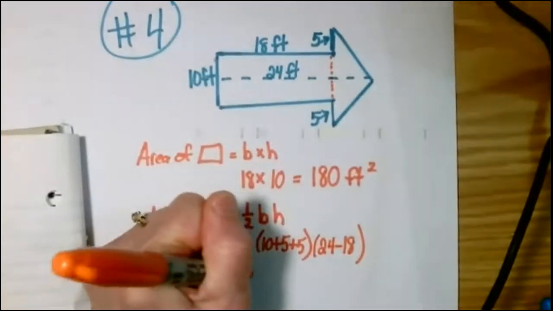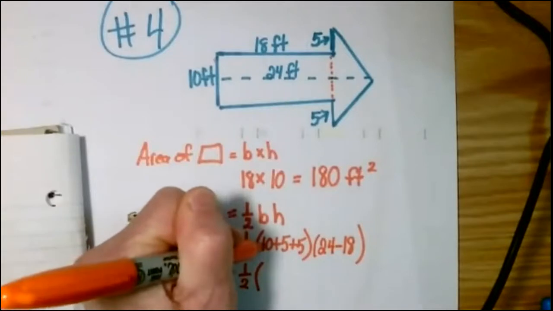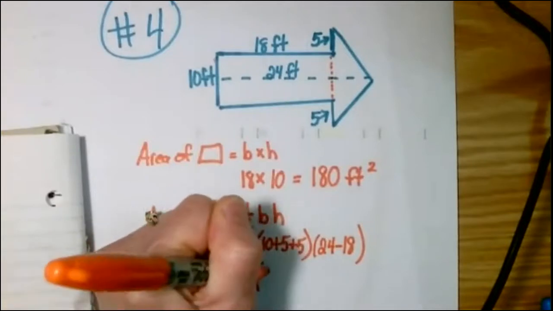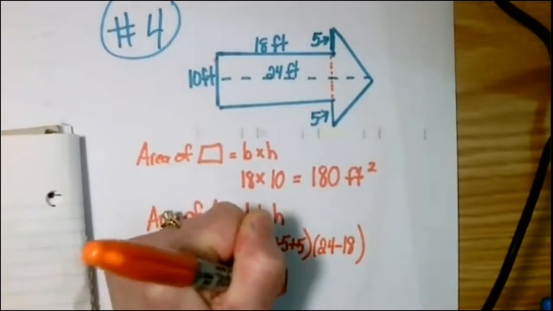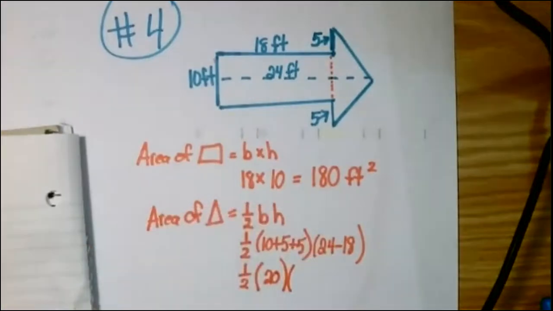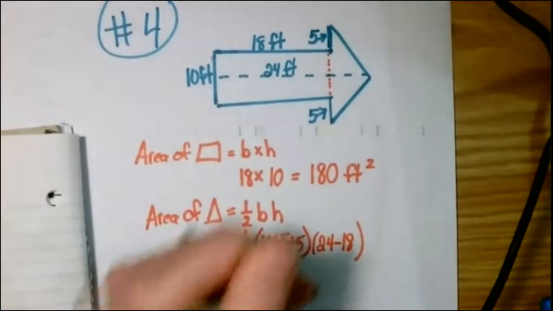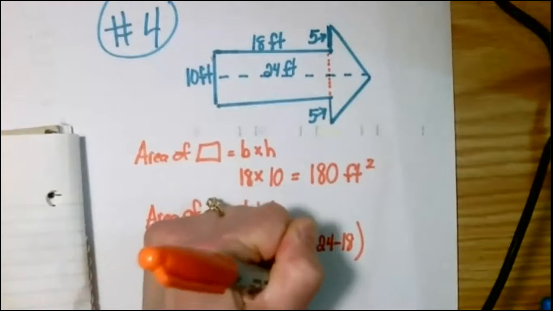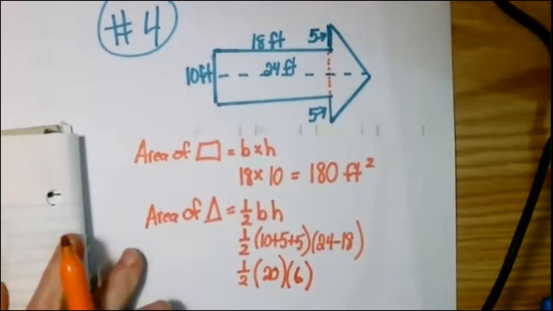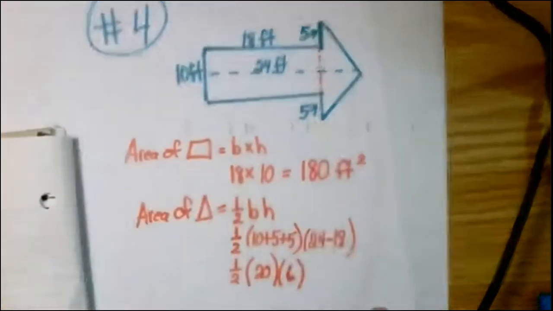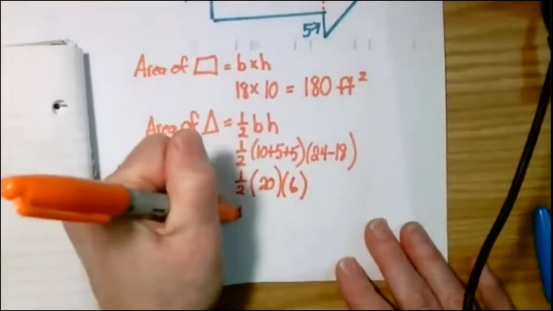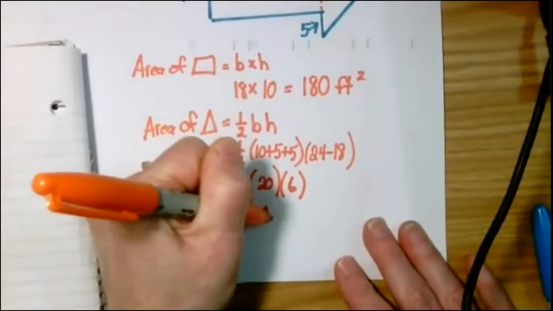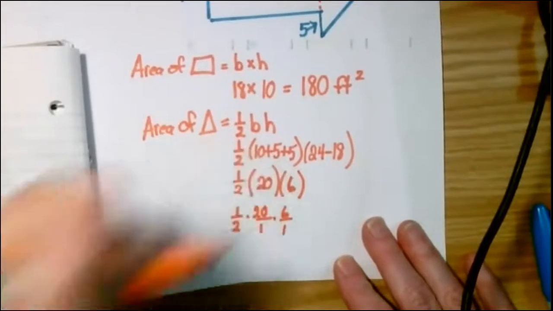So now we have 1/2 times 10 plus 5 plus 5. That's going to be 20. And we have 24 minus 18. That should give you 6. And then you're going to multiply across. So let's move down a little. 1/2 times 20 over 1 times 6 over 1.